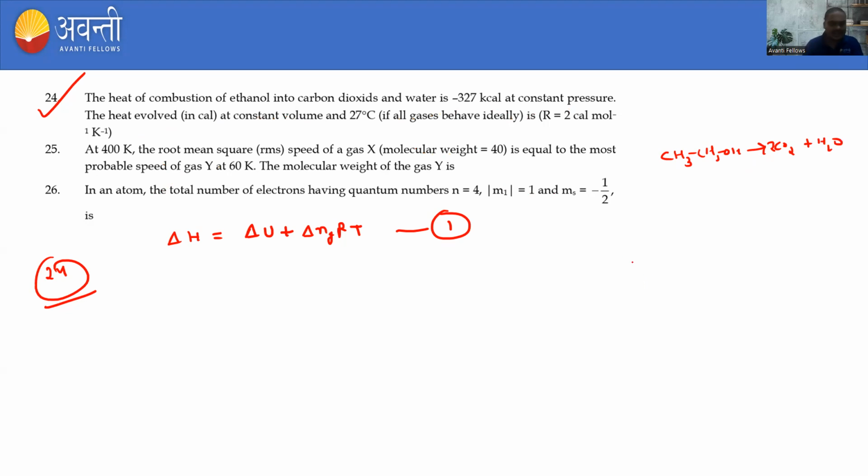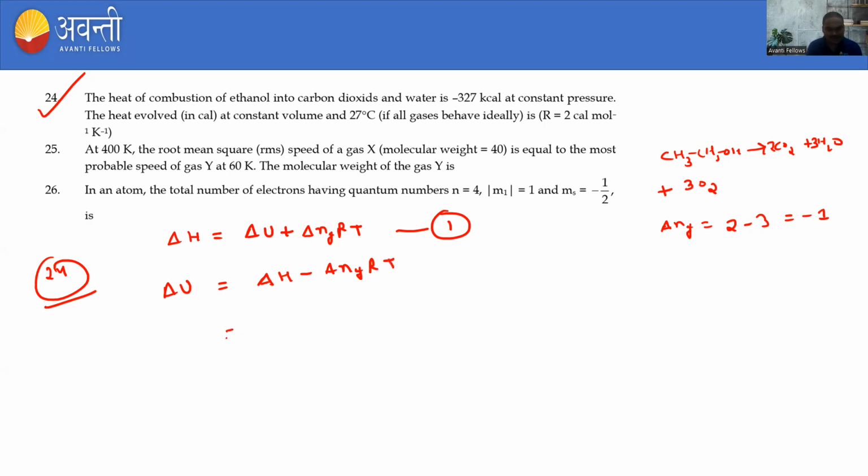So first of all, you need to write the reaction. Ethanol in combustion reacts with O2 to give 2CO2 plus 3H2O. So what is delta Ng for the reaction? Can anyone tell me? That is product side minus reactant side. So this is equal to 2 minus 3, which comes out to be minus 1. And delta U you need to calculate. So delta U comes to this side, and this is delta H minus delta Ng RT.